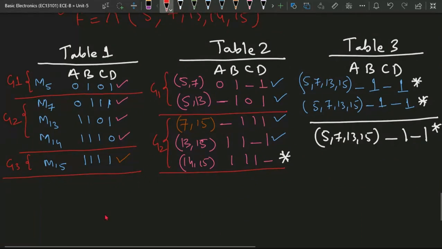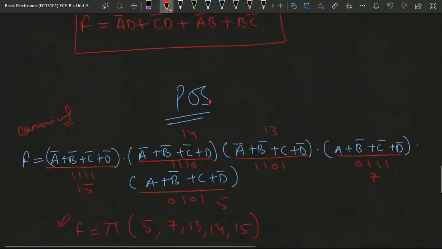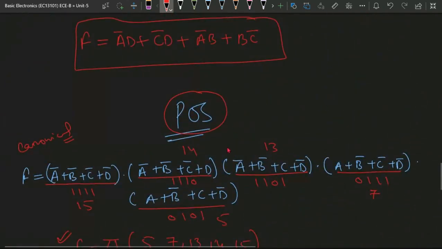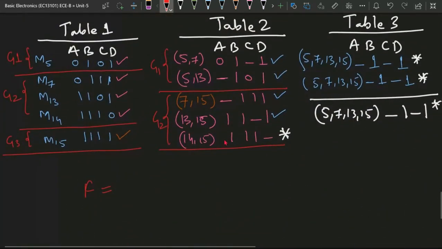So the final minimized expression for function f will be written from here. First of all, it is product of sum. So after minimization, we will be writing in product of sum only. So this is a term. Here a is 1, so it is going to indicate a bar, plus b is 1, so b bar, c is 1, so c bar, and d is dash. So we will understand that d has been minimized.